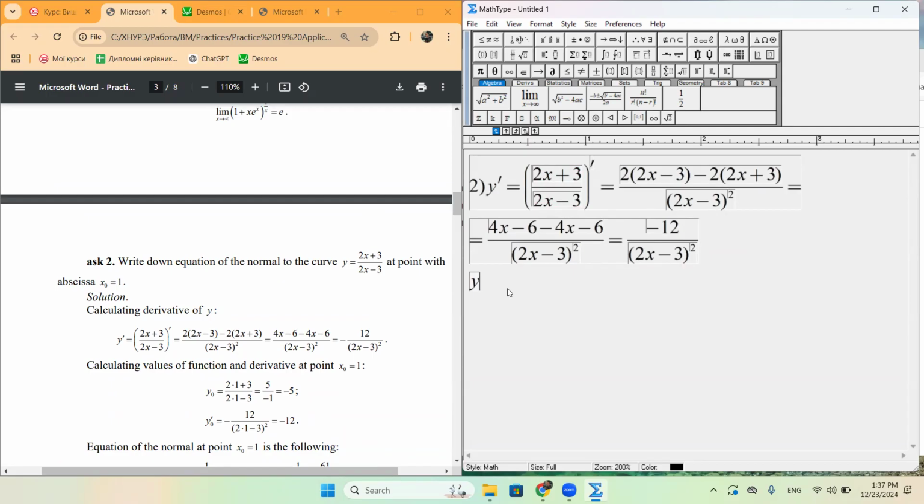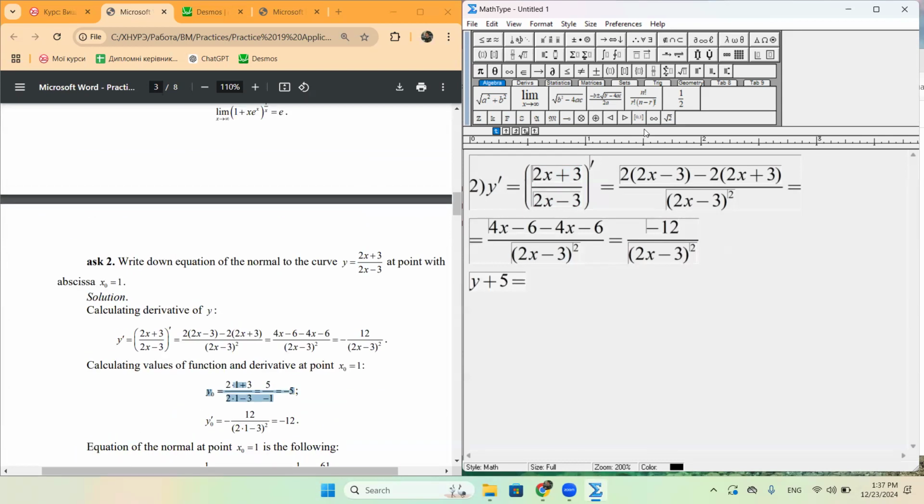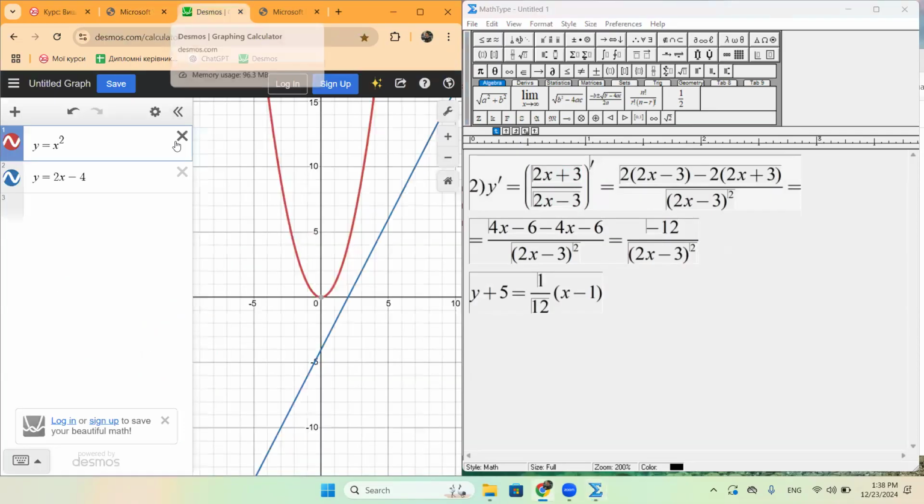Just the equation of the straight line passing through the point 1 and minus 5. So y plus 5. Just a reminder of analytical geometry. And so k equals 1 divided by minus y prime. Oh yeah, so minus 1 divided by y prime. So 1 over 12, times x minus 1. And this is actually the normal line. Let me check it here.